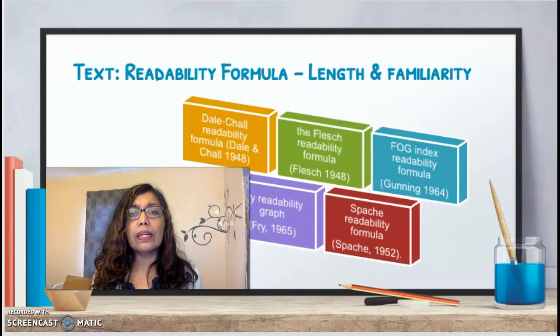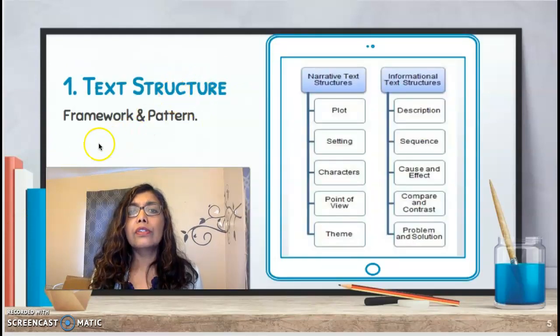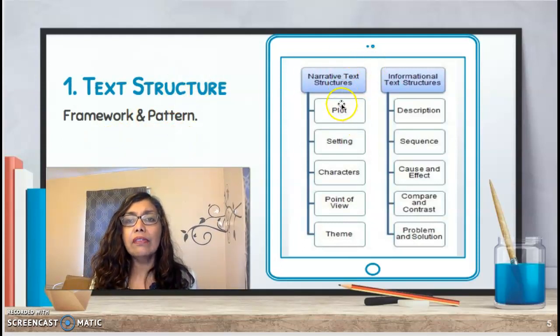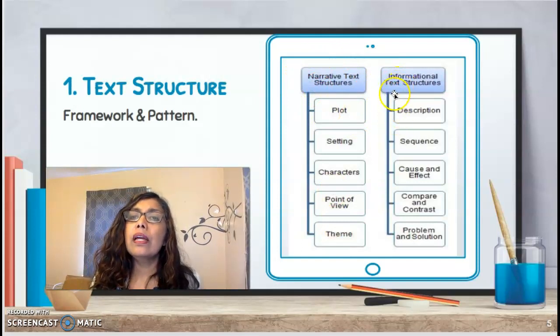The other thing that you want to consider is the structure. So every text falls under 2 categories. It's either a narrative or an informational or expository text. And there's a structure for a narrative. You must be familiar with the plot, setting, characters, point of view, theme. Those are things that you can explicitly teach your student for them to discern: is this a narrative text or not? Another thing that helps comprehension is if you explicitly teach them informational text structures.